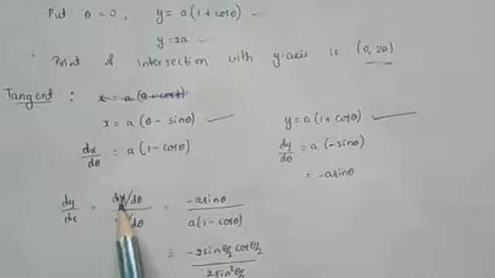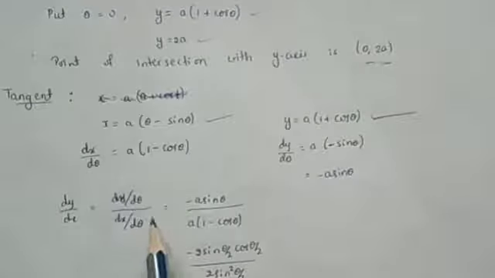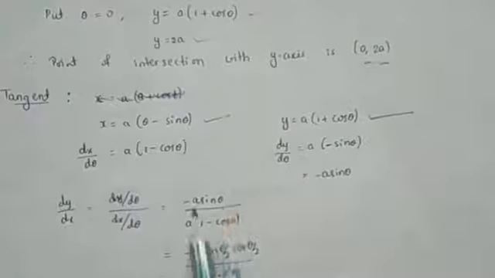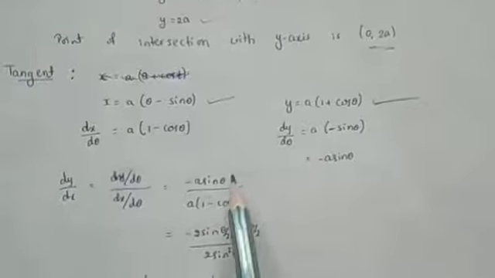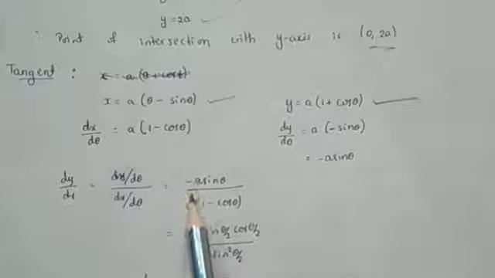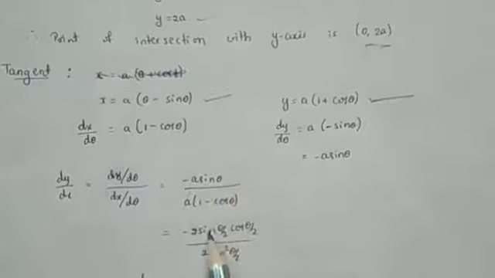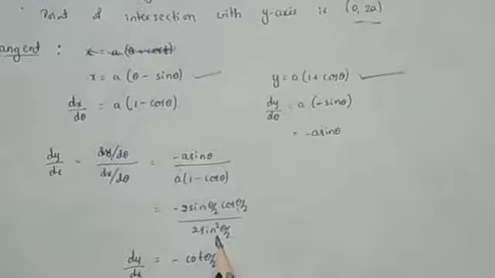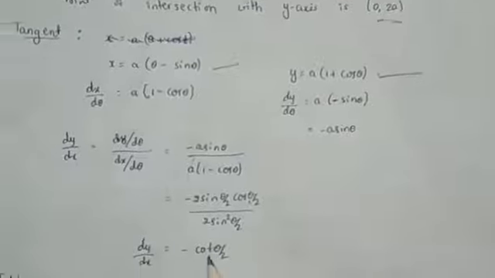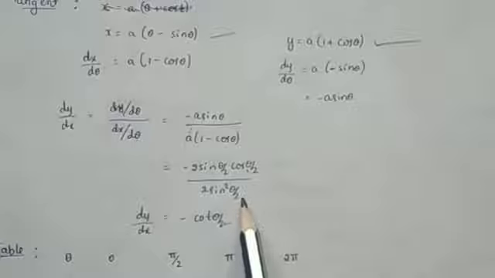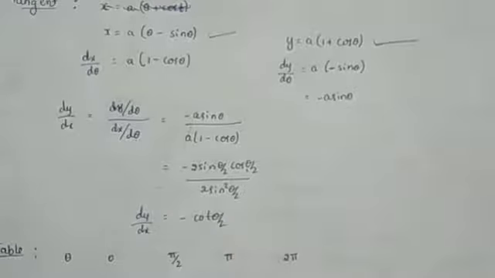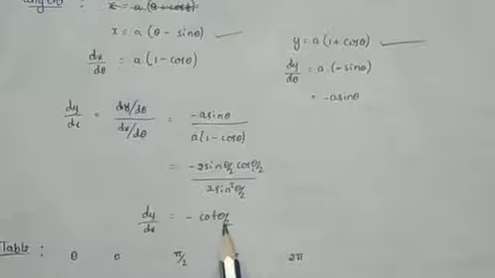Dy by dx which is equal to dy by d theta by dx by d theta which is equal to, dy by d theta is minus a sin theta, by dx by d theta is a into 1 minus cos theta, which is equal to minus a, a gets cancelled. Sin theta is 2 sin theta by 2 into cos theta by 2 by using half angle formula. Next 1 minus cos theta is 2 sin square theta by 2. 2 gets cancelled, sin theta by 2 gets cancelled. Cos theta by 2 by sin theta by 2 is minus cot theta by 2. You get dy by dx which is equal to minus cot theta by 2.